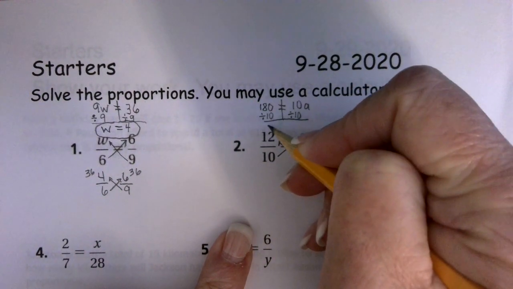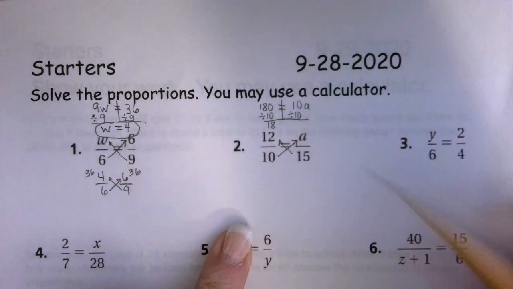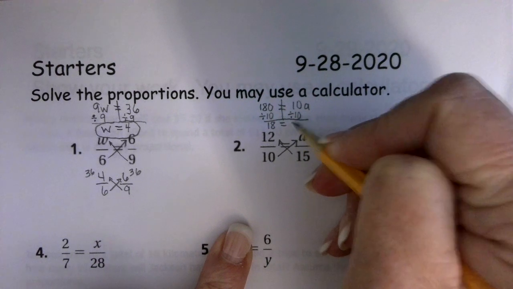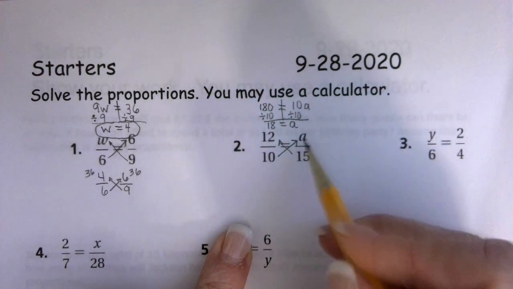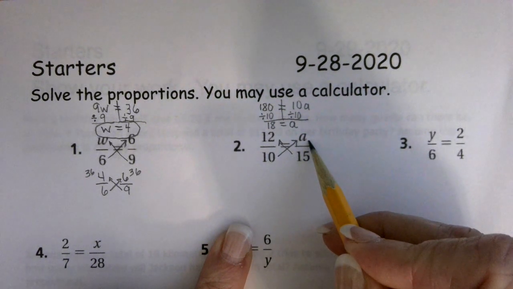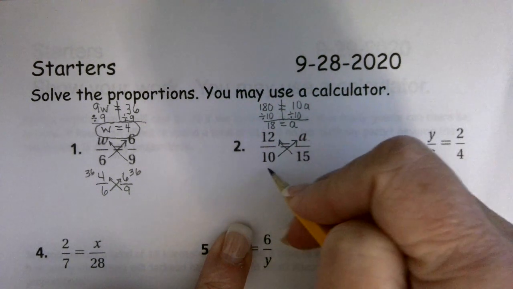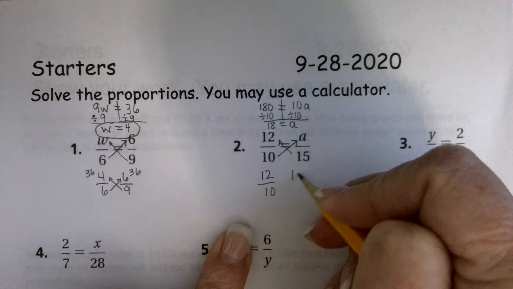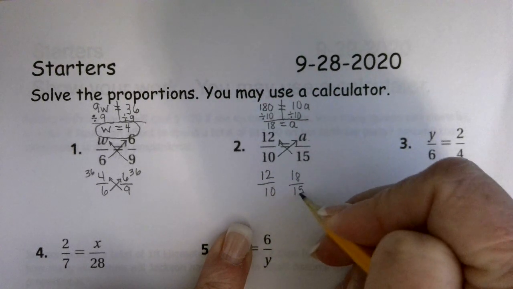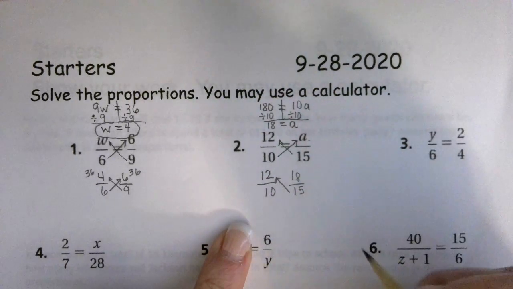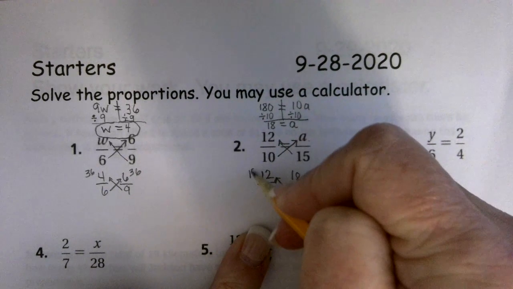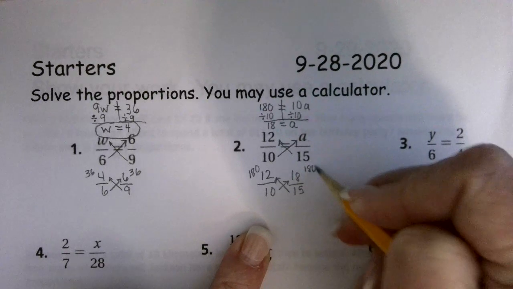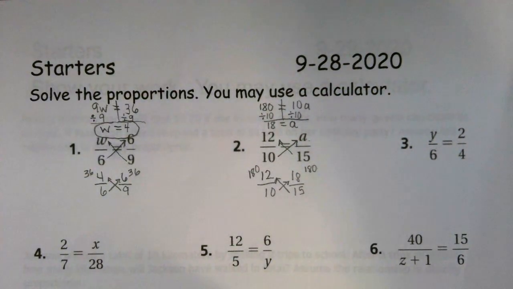180 divided by 10 is 18. 10 divided by 10 is just 1A. So that's the A that we're talking about. A is equal to 18. We check it by doing 12 over 10, 18 over 15. When we cross multiply, 12 times 15 is 180. And 10 times 18 is 180.